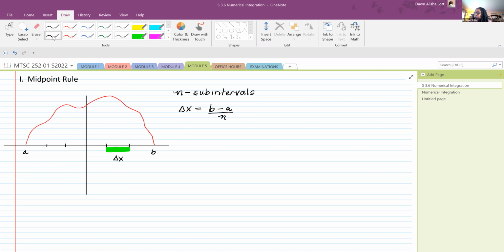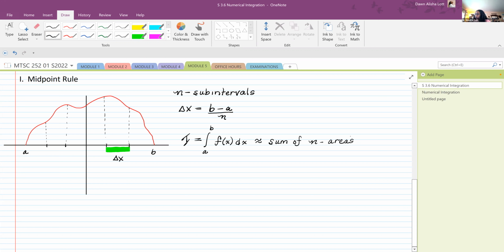Okay, so we're going to do that. And then each one of these intervals, we split the function for each one of these intervals as such. And we are going to approximate rectangles on each interval. Okay, so the integral from a to b of f of x dx is going to be approximated by the sum of n areas.